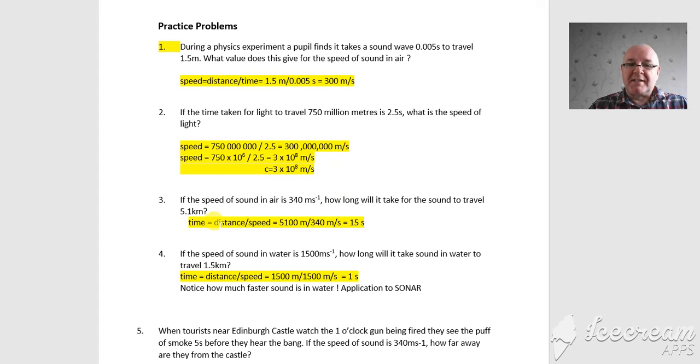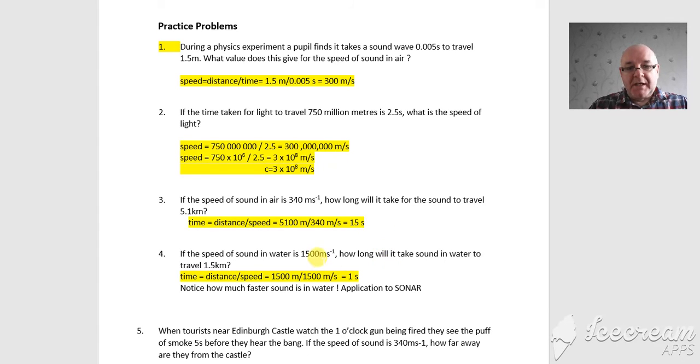So this one is a time question. So time is distance over speed. So the distance is 5.1 kilometers, and that won't work. You need to change it into meters. So it's 5,100 meters divided by the speed, which is 340 meters per second, so you get 15 seconds.